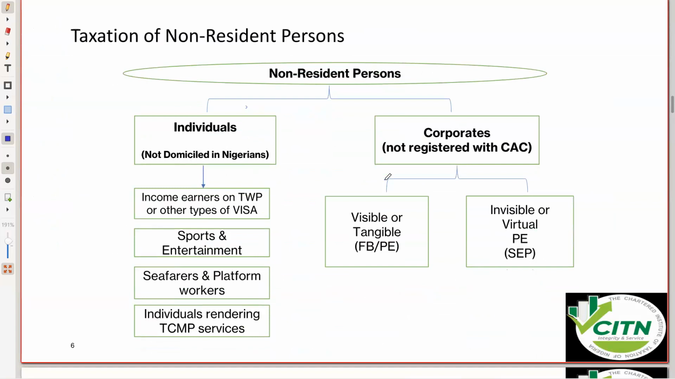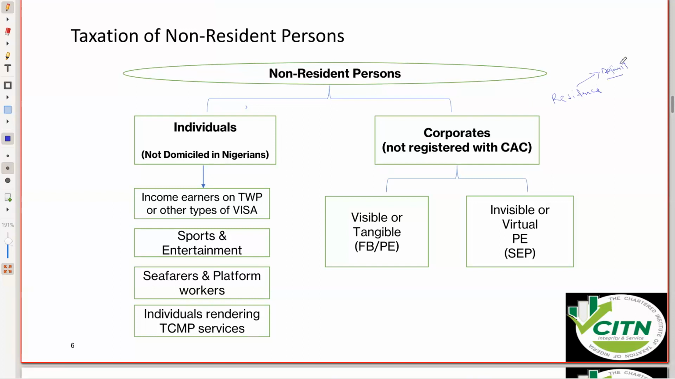Now, when we say this, it's important that we take a step back and ask ourselves, what do we mean by non-resident? Like I've mentioned before, the default principle on taxation is what? Residence. This is the default principle on taxation, the residence concept. That's the default principle, and that is what is applicable for most countries.